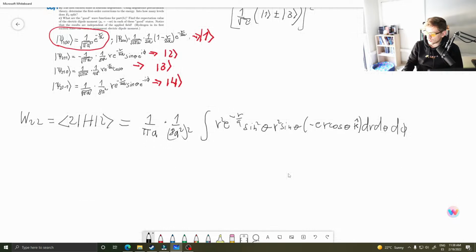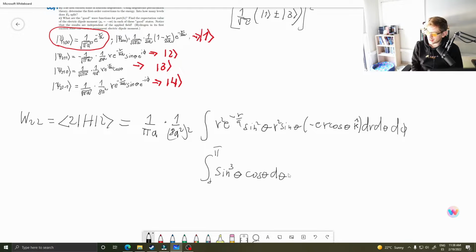Okay, so what is this integral going to be now? As usual, the r part we don't really know. We have to calculate that. The phi will just be 2 pi because there's nothing that depends on phi. So the theta integral is the only one that we have to check out. So it's going to be sine cubed of theta cosine theta d theta between 0 and pi.